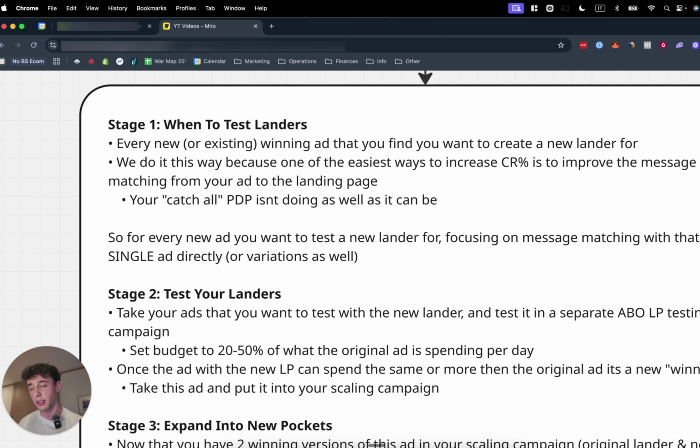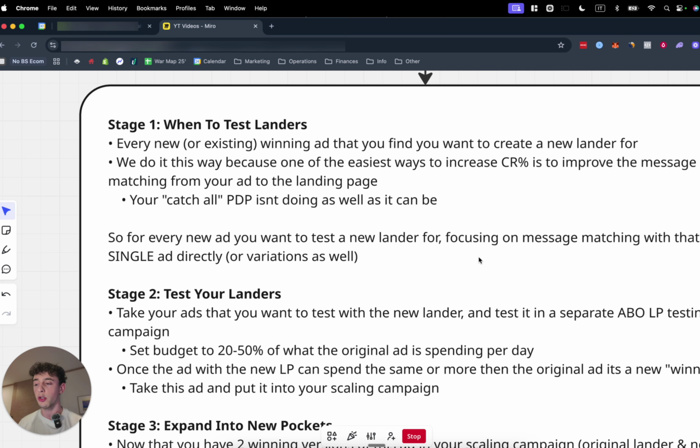And 20 to 50%, because once again, it's a new page, there's still some risk there. So I set it to 20 to 50% of what the original ad in whatever campaign it's in is spending per day, right? So if your original ad to the PDP that's working, that's a winning ad, is spending $1,000 per day, you could set this original test off anywhere from like $200 to $500 a day, okay?